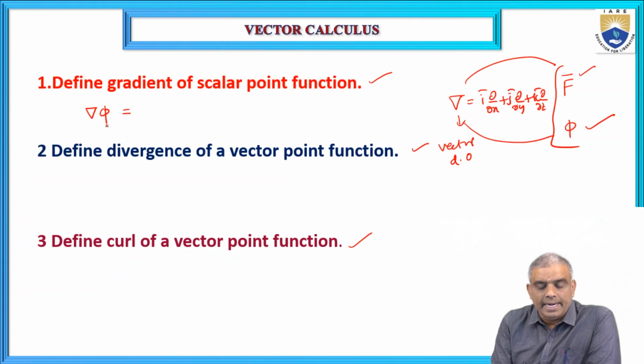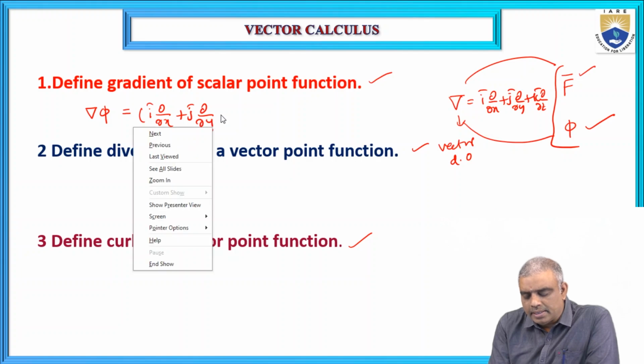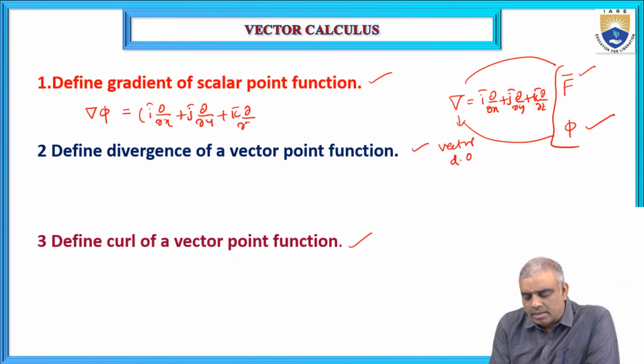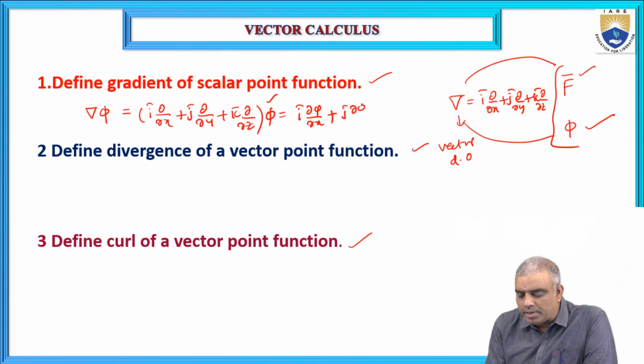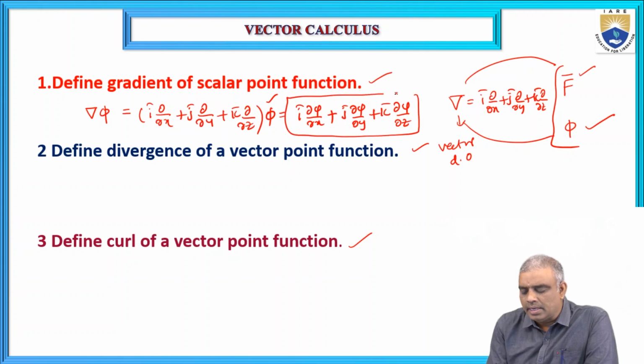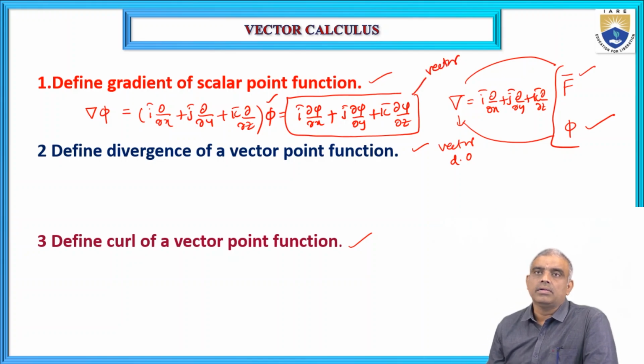The del phi is nothing but grad phi. This is defined as i bar dou by dou x plus j bar dou by dou y plus k bar dou by dou z of phi. Or I can write this as i bar dou phi by dou x, where phi is a scalar function and doesn't have any i bar, j bar, k bar terms, plus j bar into dou phi by dou y plus k bar into dou phi by dou z. So this is called the gradient of the scalar point function, and the resultant is always a vector. Gradient is a vector, and in physical interpretation it is a normal vector to the surface phi.